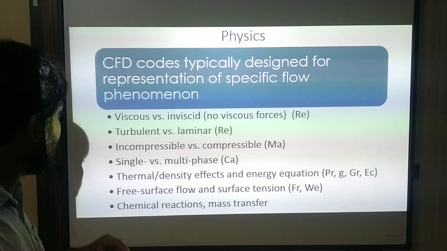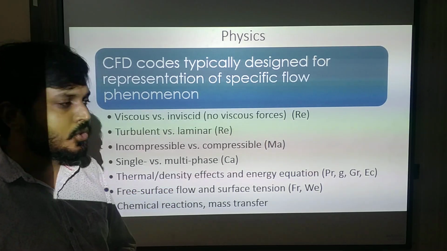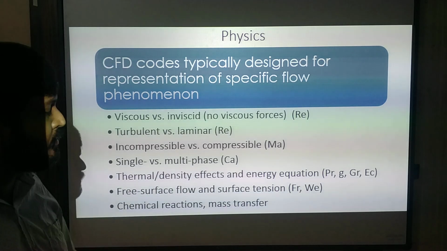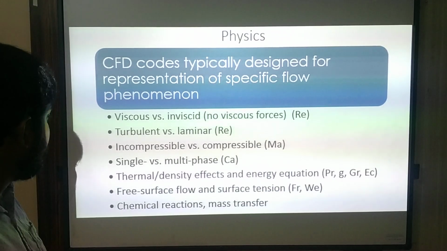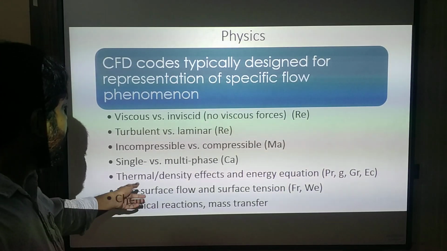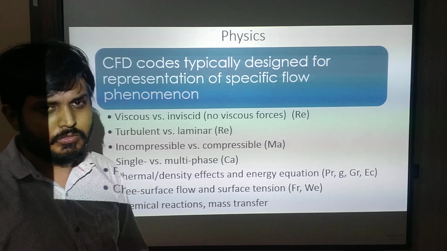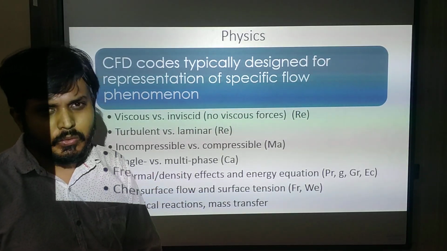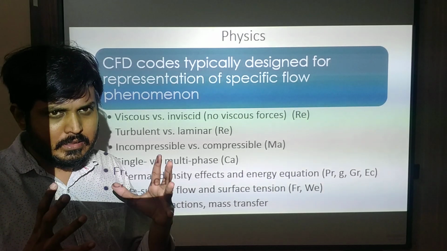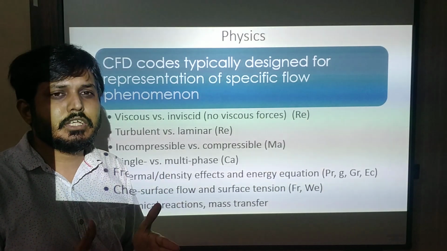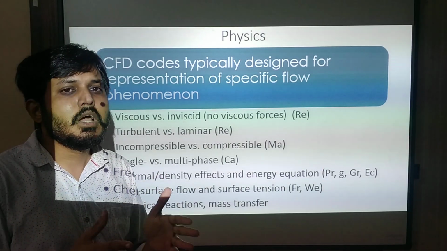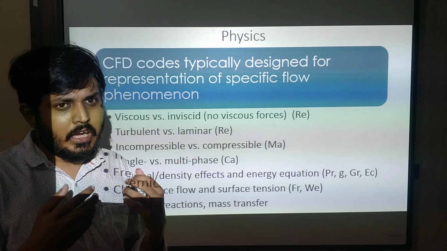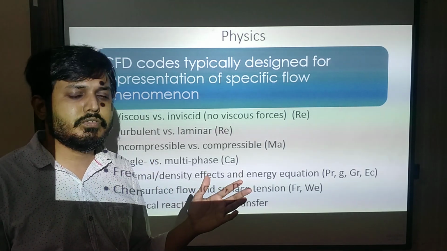So turbulent flow, laminar flow. In the bracket you can see how you can check this. The Reynolds number will tell you whether the flow is turbulent or laminar. Incompressible and compressible flow you can see from the Mach number. Similarly single and multi-pass flow, or one phase flow, two phase flow, multi-phase flow. In this way you can explore various types of fluid flow application.